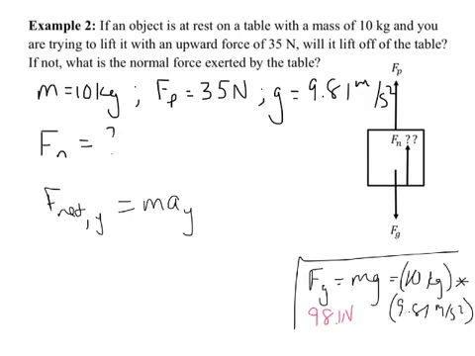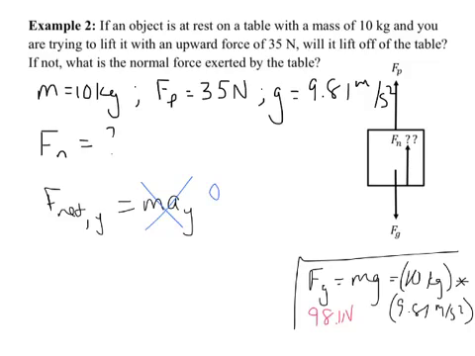Well, if the weight is 98.1 newtons, and you're pulling up with 35 newtons, you are not pulling up with enough force to lift it off the table. So it's not going to be lifted off the table. So that means that the acceleration is not going to happen. There's going to be no acceleration. So this is going to go to 0. So we could set that equal to 0. Now, let's take a look and think about this for a moment.